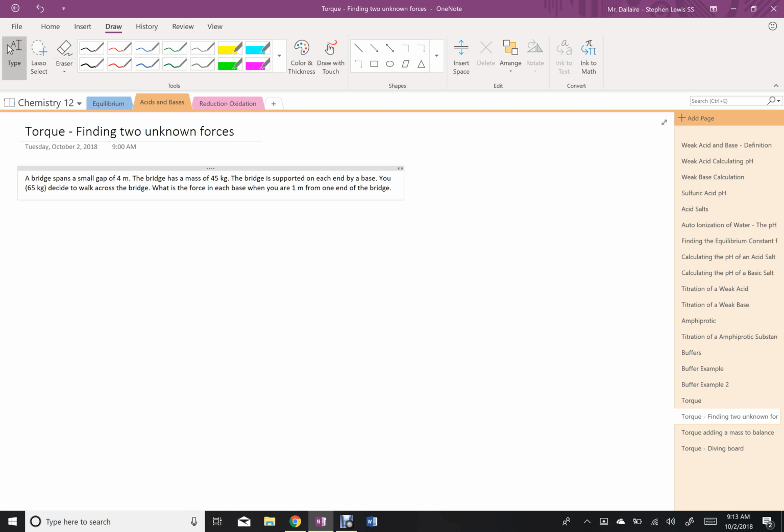Okay, in an example here, we're going to talk about how we can use torque in a static situation to predict two unknown forces, in a situation where maybe we wouldn't have been able to predict both of them.